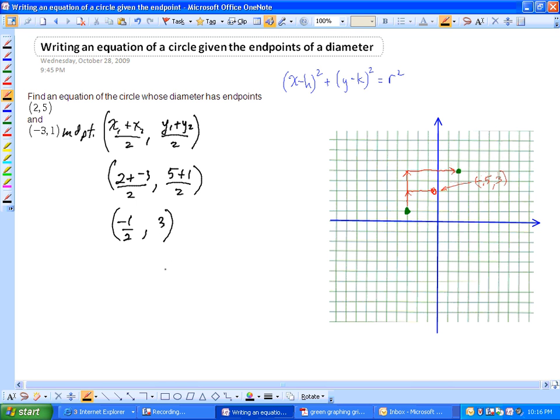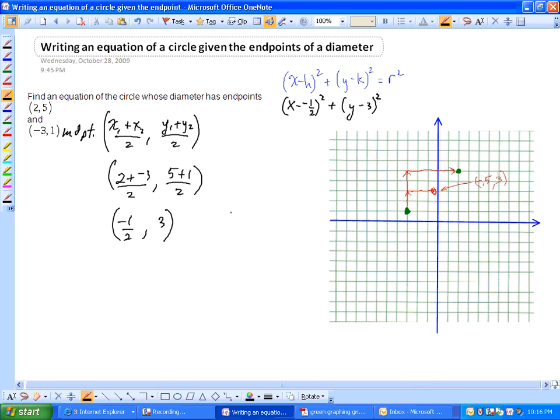Well, once you know that, how do you find the radius? I know the center, so now I know my h and my k, so I can fill in x minus negative 1/2 squared plus y minus 3 squared, but I still need to figure out my r squared. Well, my r squared is very easy to find. I can either do it by using Pythagorean theorem or the distance formula, and I can do it from this point to that point and divide that result by 2, or I can do it from this point to the center. And in this case, I'll do it from the 2 points that I was given.